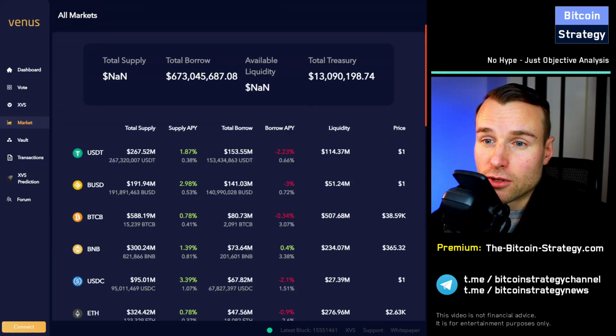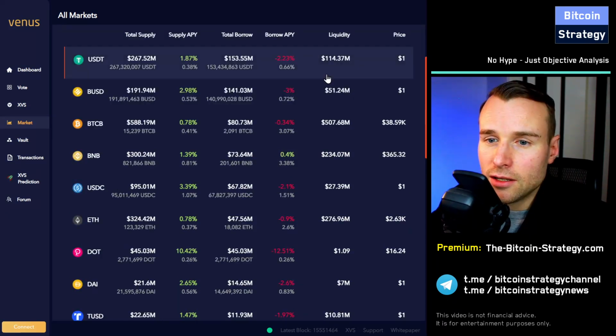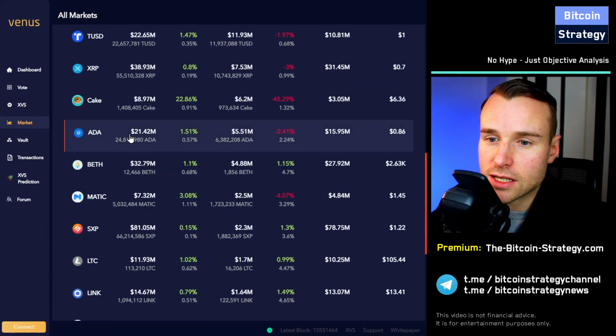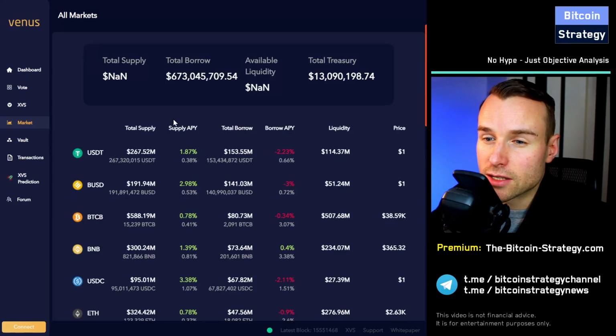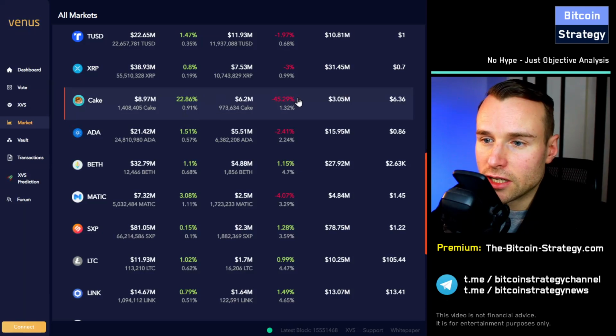This is app.venus.io. And in here, when we click at market, we can see we can borrow in Cake. So here's the borrow APY. Here's the supply APY. So borrowing in Cake here costs 45% per annum.